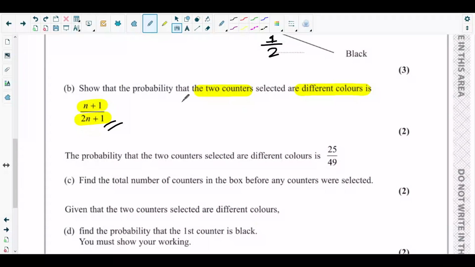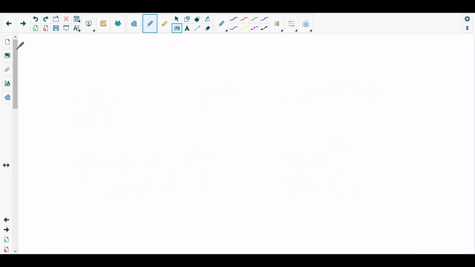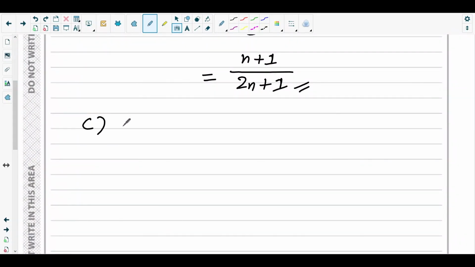Okay, next is part C. In part C, the question says the probability that the two counters selected are different colors is 25 over 49. So part C is asking to find the total number of counters in the box before any counters were selected. So the probability given is 25 over 49. We can just equate to get the value for n.